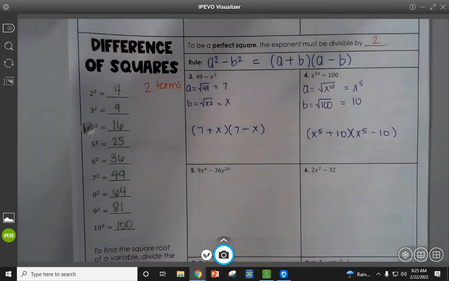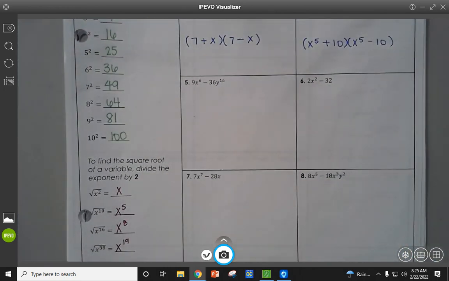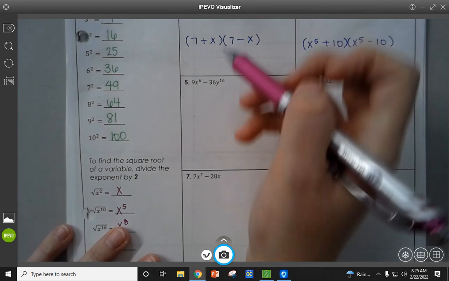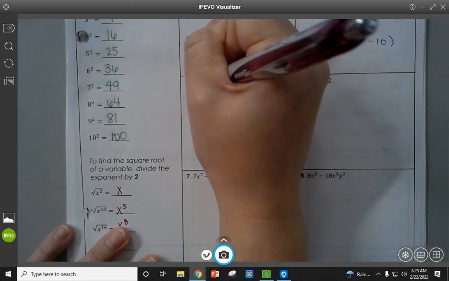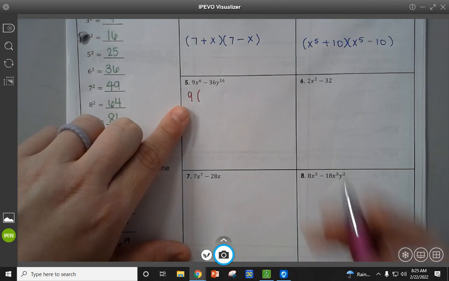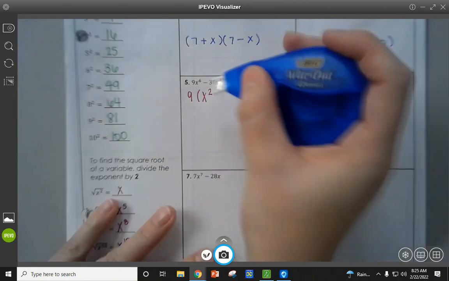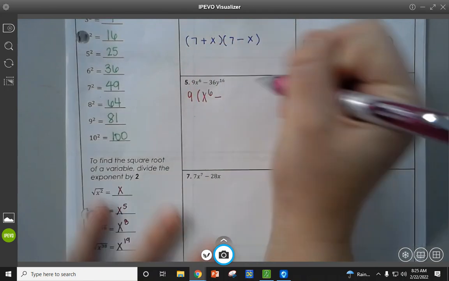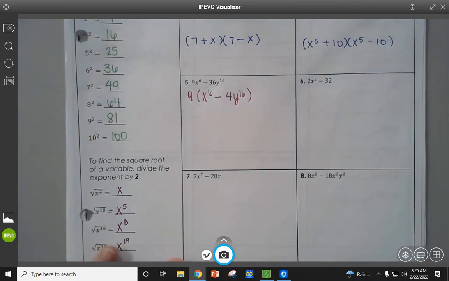Number 5. Is there a GCF? Is there anything you can divide both 9 and 36 by? 9. Do they have a variable in common? No. One's x, one's y. So the only thing we can take out is a 9. And when we factor a 9, we're left with x squared. No, not x squared. X to the what? 6th. I'm so used to squared being there. X to the 6th minus what? 4y to the 16th. Good.